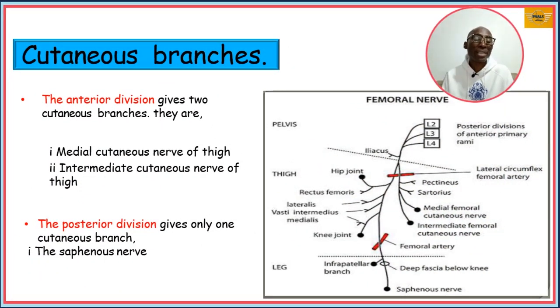From the anterior division, we'll be having 2 cutaneous branches, and then from the posterior division, we'll be having just 1 cutaneous branch.